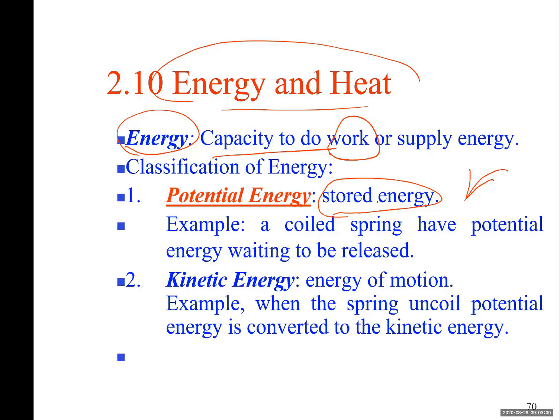If you have a coiled spring, you have stored energy in it. How? By pushing the two ends closer together. Where did the energy come from? From your muscles. So that energy is stored in the spring. Let the spring go, and this energy is going to be released.